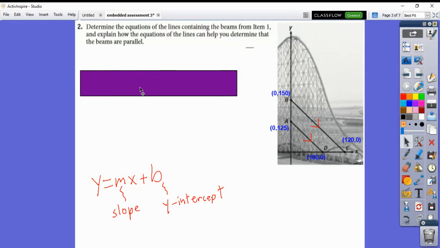So if I look at this first line, I'm going to do this one in purple. I know that the slope is -5/4. Okay, so I know that the equation is going to be y equals -5/4x plus something. All I need now is the y-intercept.